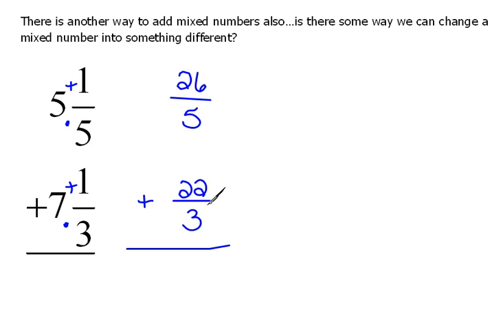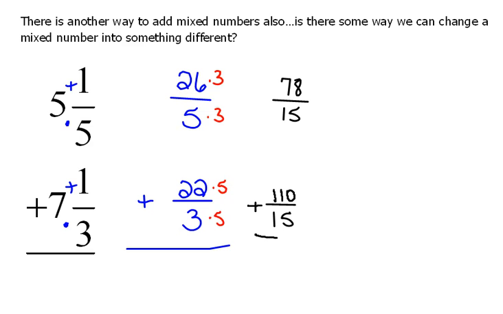Now we could get a common denominator and we could work this problem. Again, our common denominator here would be 15. So we would have to multiply 5 times 3 to get 15. So we have to do the same thing to the top. And 26 times 3 would be 78. Now on the bottom, 3 times 5 would be 15. So we'd have to multiply 22 by the same thing. And 22 times 5 would be 110.